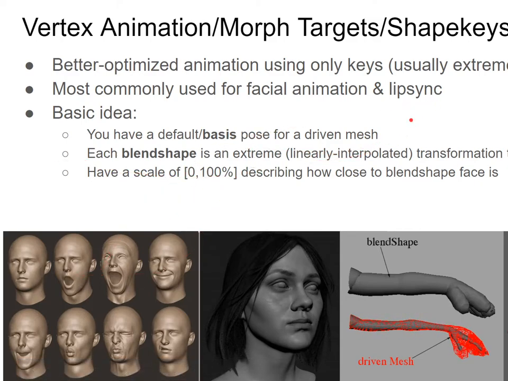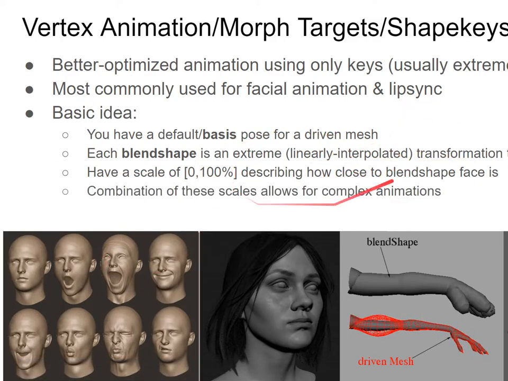So you can use blend shapes and interpolate between them. You can typically combine a bunch of different interpolations towards a blend shape, as we'll see in a second, to allow for more complex animations.